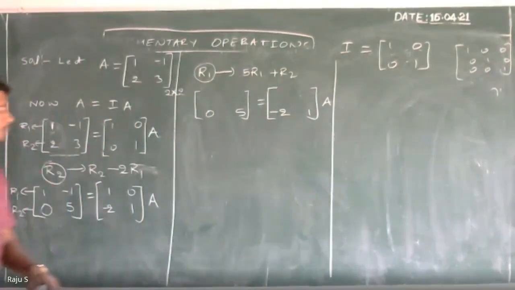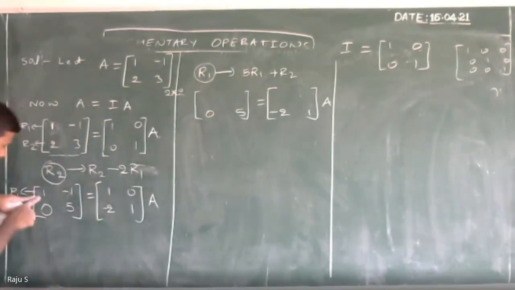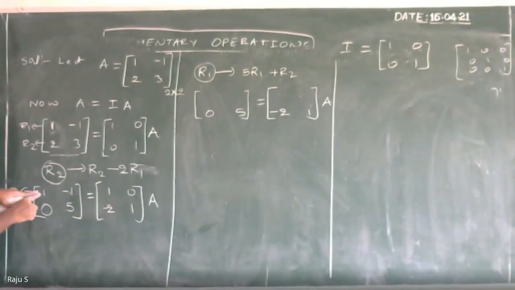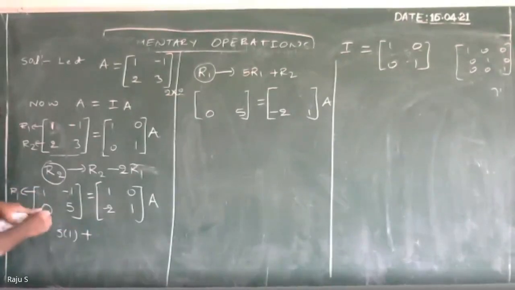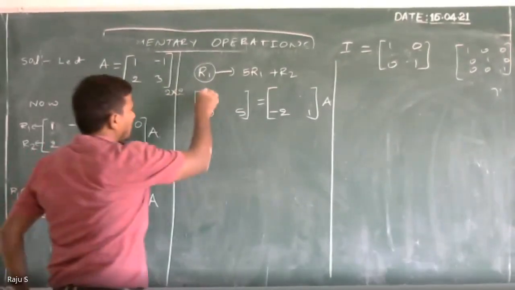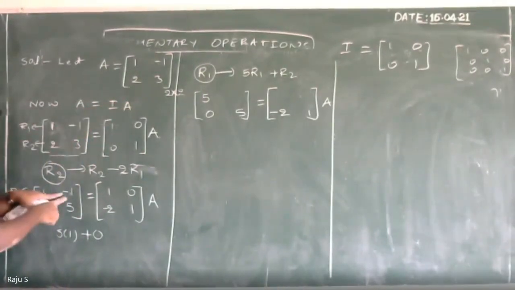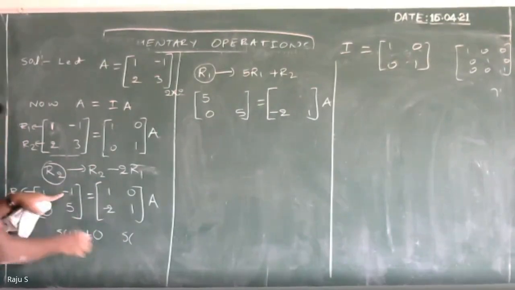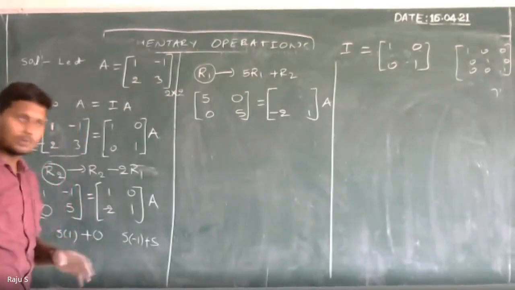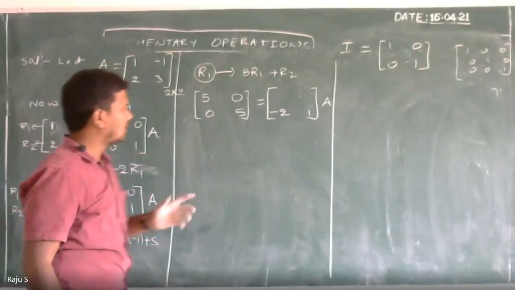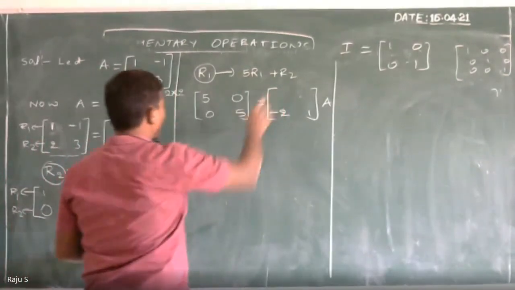Then now apply the operation. Now R1 becomes 5 R1 plus R2. Multiply first 5 R1. 5 into 1, 5. 5 R1 plus R2, 0. 5 into 1, this is clearly 5. Next, here also apply the same property. 5 R1, 5 into minus 1 plus 5, obviously it is 0. So to make this value we wrote this.